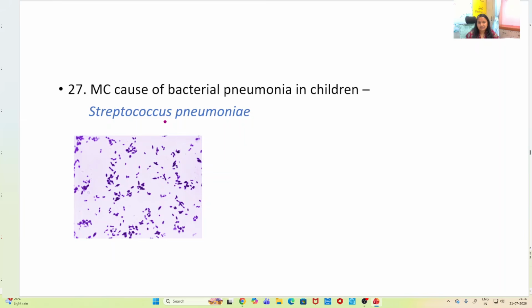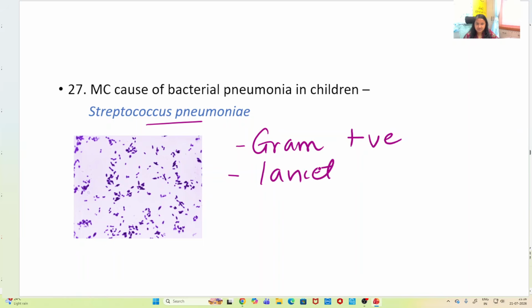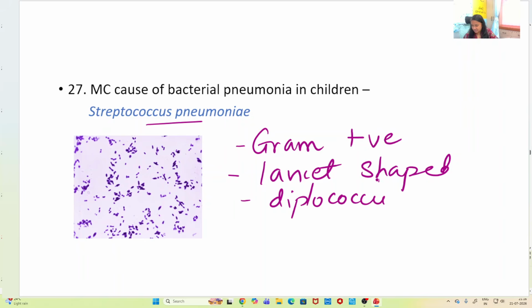Most common cause of bacterial pneumonia in children is Streptococcus pneumoniae. Okay, now this is gram positive, as you can see in this picture. This is again an image based question. Gram positive diplococci, which are lancet shaped, as you can see. Okay, lancet shaped diplococci, and you should remember that this is the most common cause of bacterial pneumonia in children.